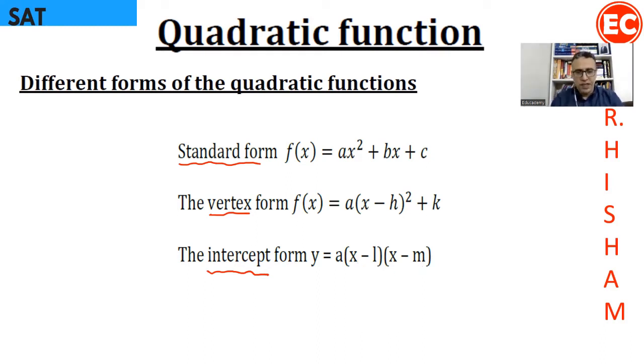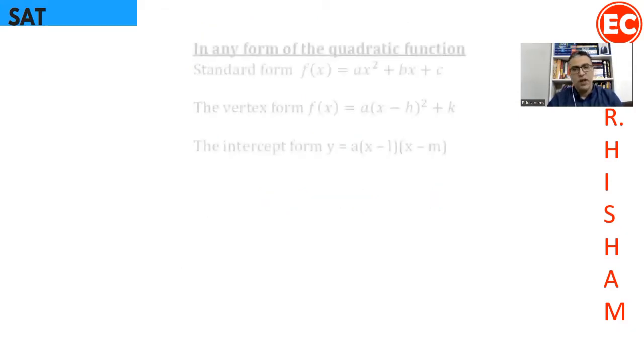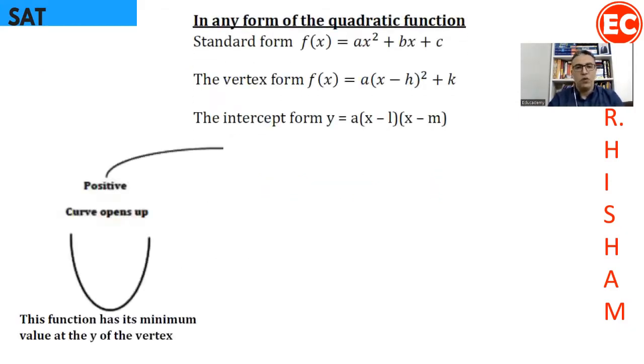We are going to study each form one by one, and how to find the vertex, how to sketch the graph, how to find the x-intercept and the y-intercept. But before we go through it, we should know two important things. The graph of the quadratic function is presented by a parabola open upward or open downward. If it's open upward, it has a vertex here, which is represented by a minimum point or a minimum value. And if it's open downward, its vertex is a maximum value.